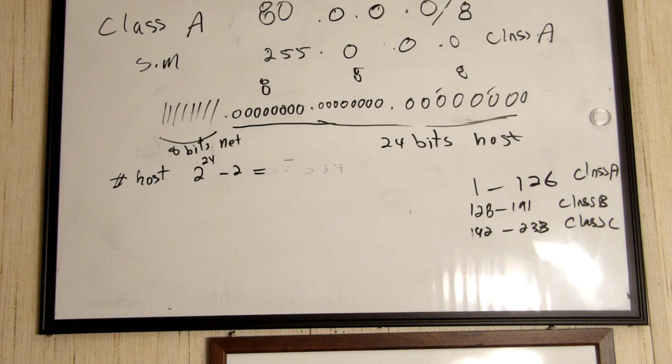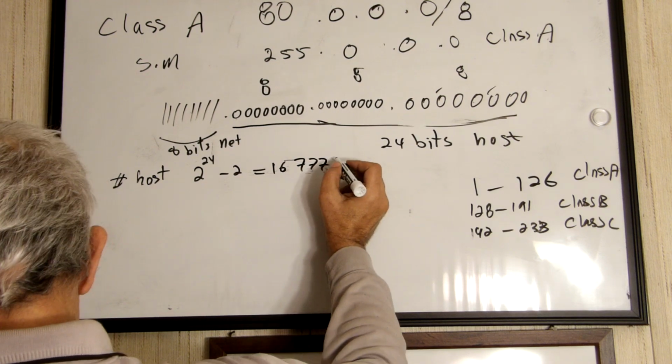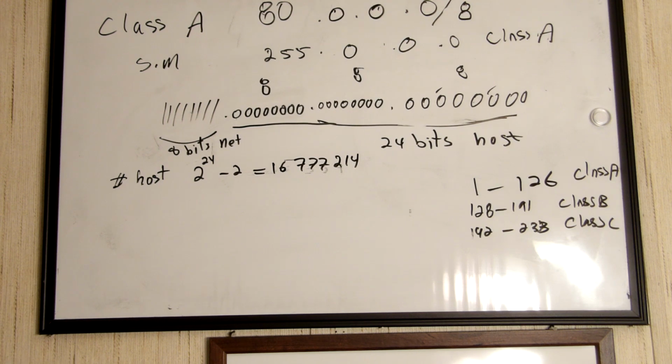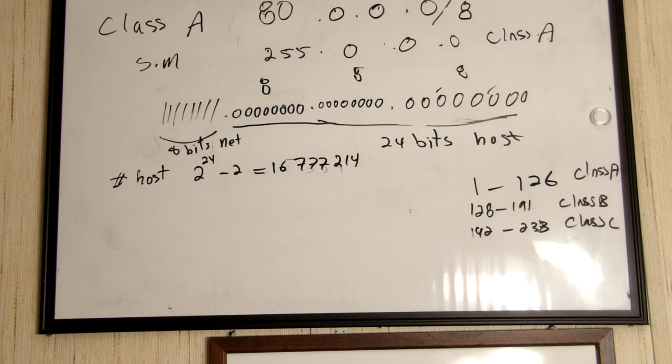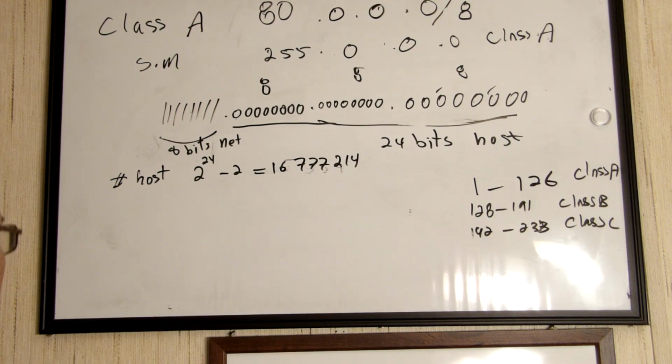See, this way it was 16,777,214, right? Because 2 to the power of 24 is 2^16 times 2^8, minus 2. And 2 to the power of 8 is going to be 256.